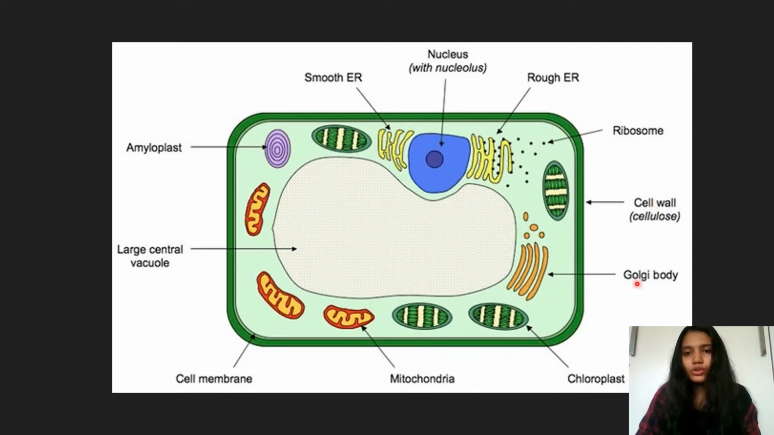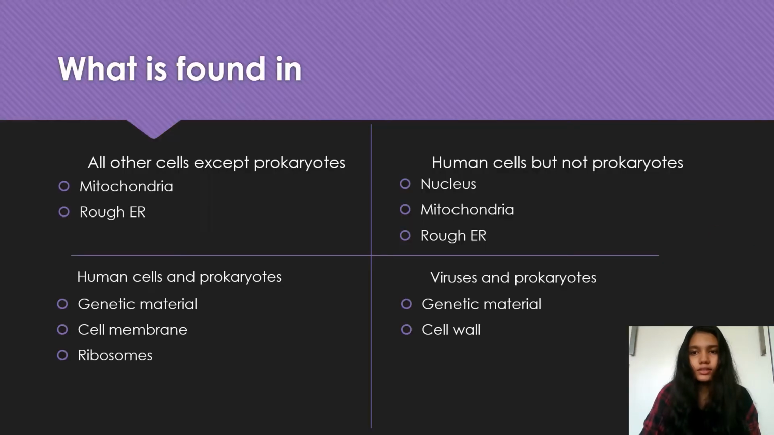Then you have the Golgi apparatus, and you don't really need to know this at all. This is basically your cell structure. Let's go to the next.